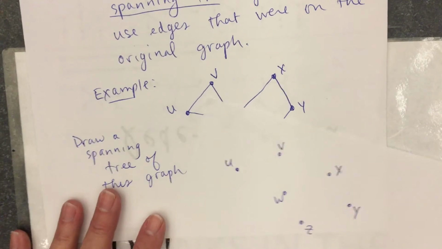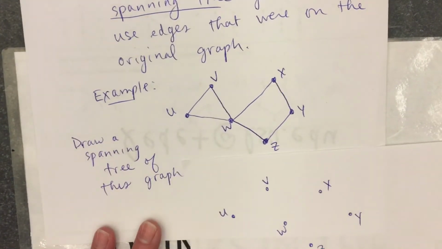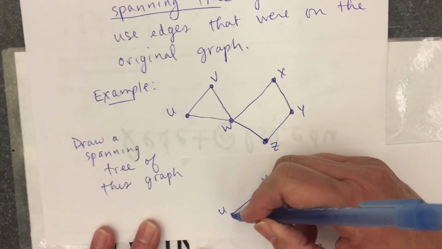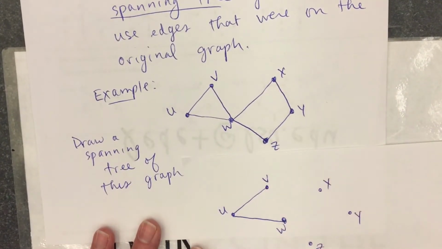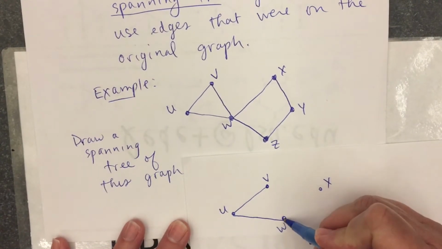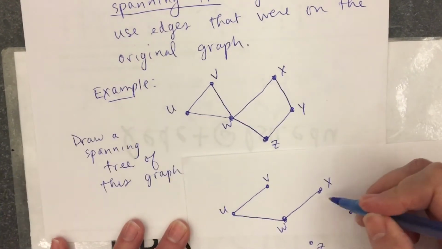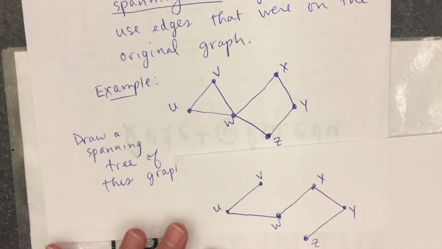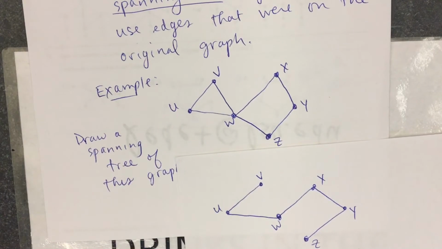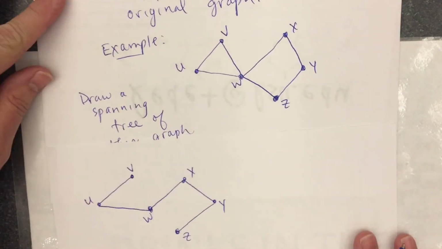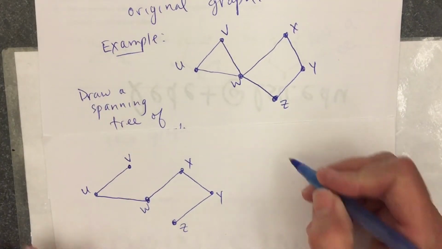So here's my vertices. I can take edge UV for my spanning tree. I can take UW. Now I don't want VW because that would make a circuit. How about if I take WX, XY, and YZ? So this would be a spanning tree of the original graph. There are others. Here's another one.